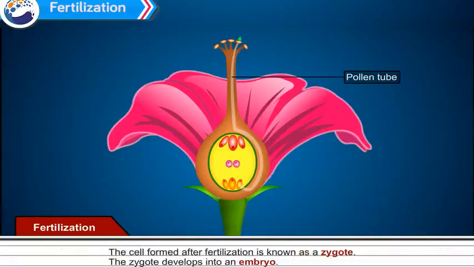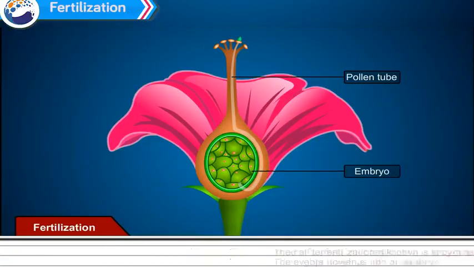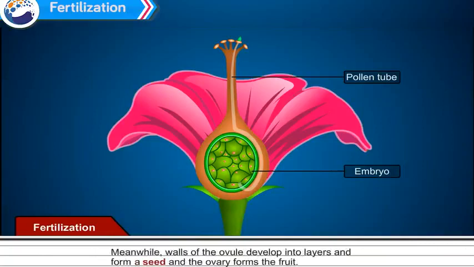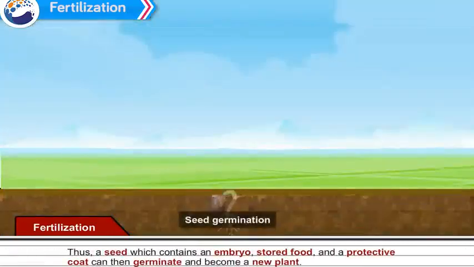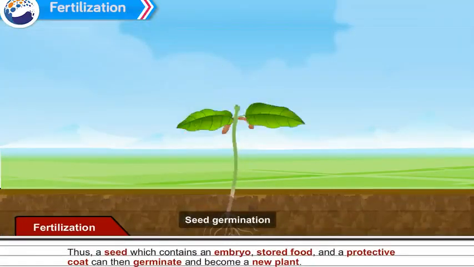The cell formed after fertilization is known as a zygote. The zygote develops into the embryo. Meanwhile, walls of the ovule develop into layers and form a seed, and the ovary forms the fruit. Thus, a seed which contains an embryo, stored food, and a protective coat can then germinate and become a new plant.